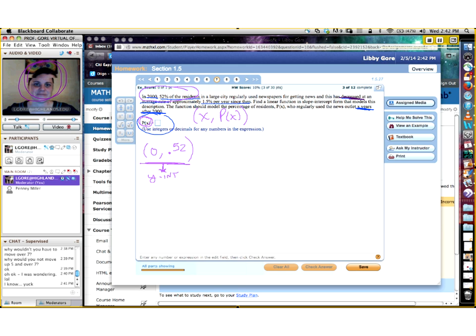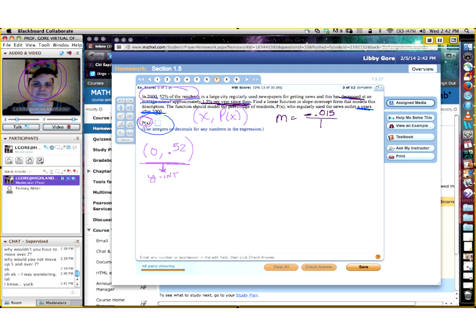So decreased means I'm going to have a negative slope, decreased 1.5% a year. My slope here is negative. Okay, 1.5% is 0.015. So that's decreased 1.5% every 1 year, per year. So I've got my slope and I've got a point.